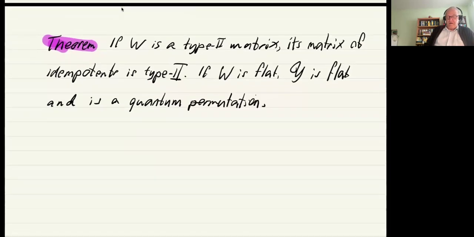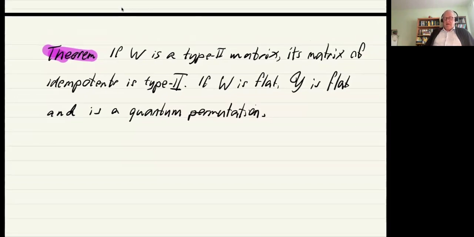So the end result of this is, if you have a flat unitary matrix, a Hadamard matrix or something coming from uniform mixing, or just some flat unitary matrix that you care about, then associated to that there is a larger type 2 matrix, which forms a quantum permutation. To put it briefly, flat unitary matrices give rise to quantum permutations, and type 2 matrices give rise to type 2 matrices of bigger size.